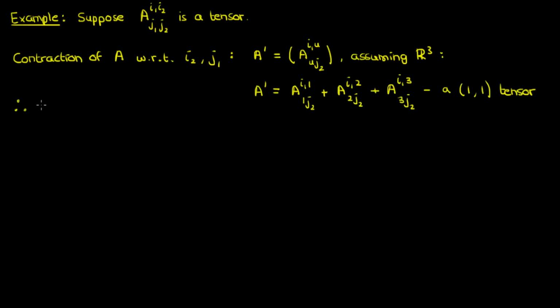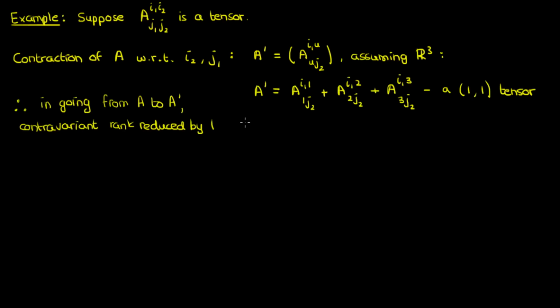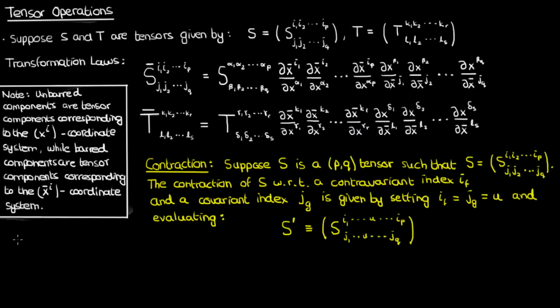Let's take a step back and look at what happened here. When I performed a contraction of A, the contravariant rank of A reduced by 1 because one of the contravariant indices turned into a dummy index that got summed over. In addition, the covariant rank of A also reduced by 1 because one of the covariant indices also turned into a dummy index that got summed over. So in general, the contraction S prime of S gives us a tensor with a contravariant rank reduced by 1 and a covariant rank reduced by 1. This is because one of the contravariant indices and one of the covariant indices gets summed over as a result of being replaced by the dummy index U.